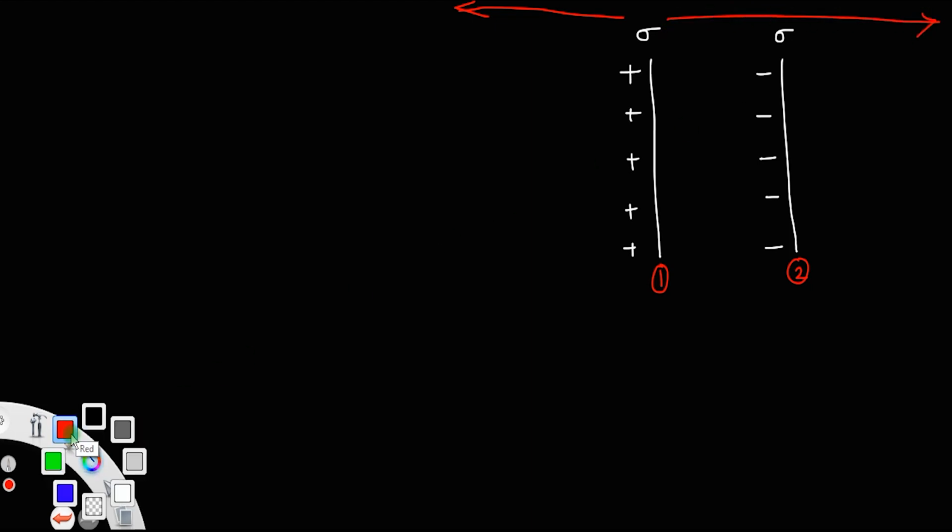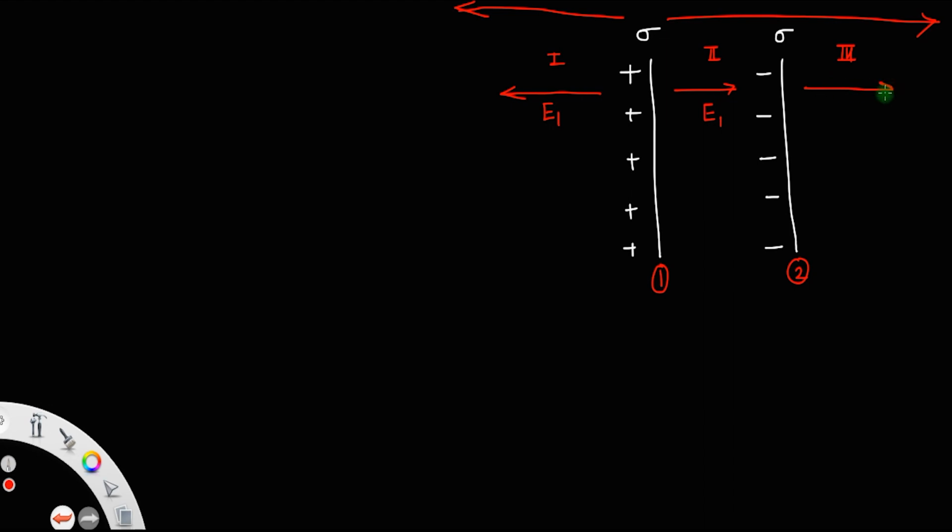Let's call this region 1, this region 2, and this region 3, like we named before. So the electric field on the left side of sheet 1 will be E1. For sheet 1, in region 2, it will be in this direction; let's call that E1. Here also it is E1.